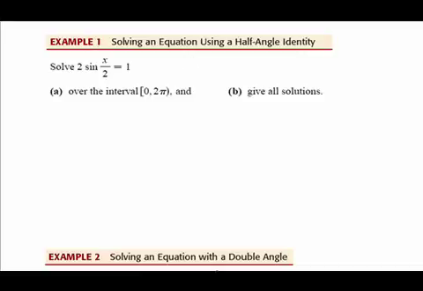So let's start with the equation. 2 times sine x over 2 equals 1. And let's get the sine of x over 2 all by itself. So there we'll simply divide both sides of the equation by 2. So we get sine of x over 2 equals 1/2.